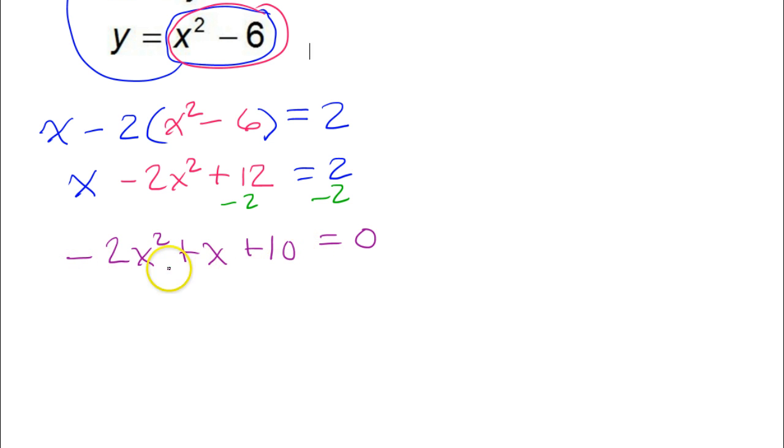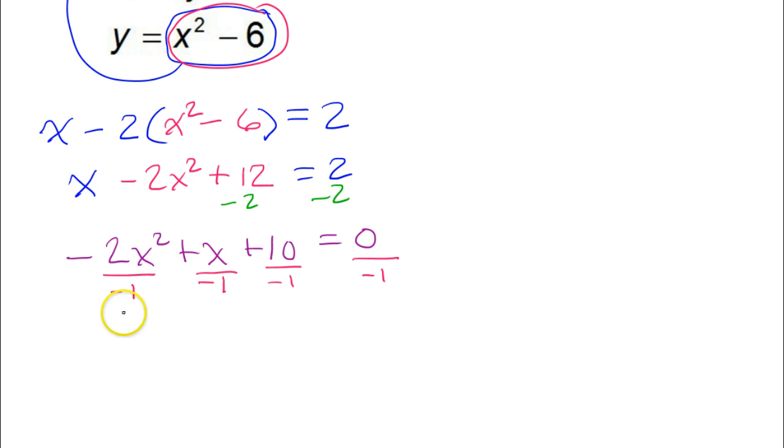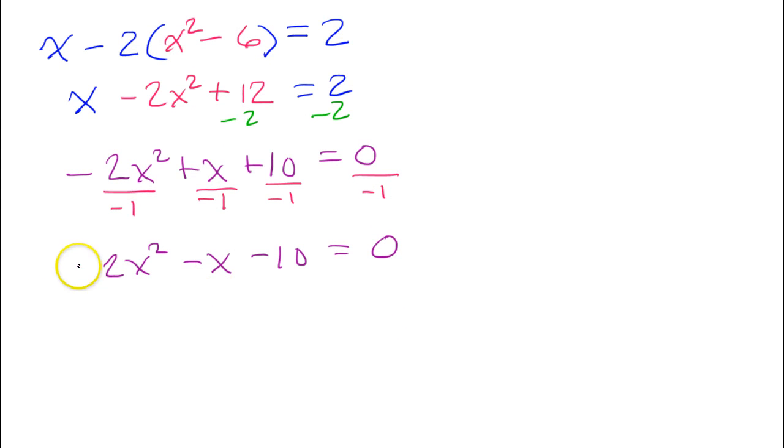So I would like to factor it, but I don't like the negative in front. So one thing I can do is you can divide both sides of the equation by whatever you want, except for 0. But negative 1 is okay. So I'm going to divide everything by negative 1. All right, that's just going to change all the signs. So this will give me 2x squared minus x minus 10 is equal to 0. All right, with no negative in front, it's a lot easier to factor.